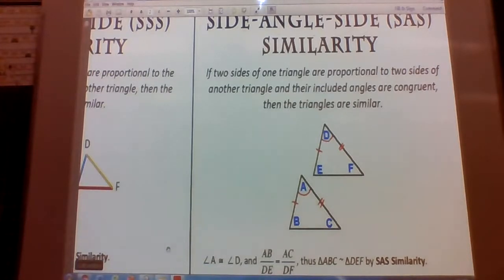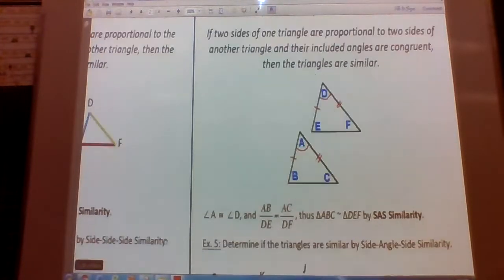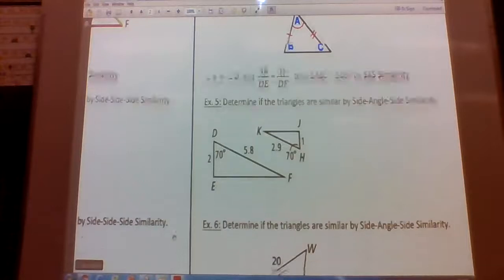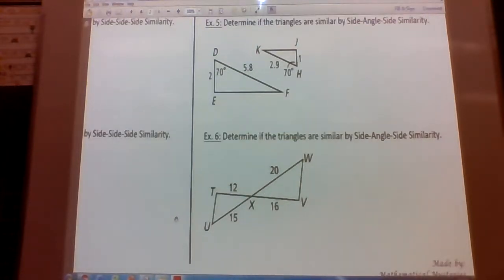All right, so if two sides of one triangle are proportional to two sides of another triangle and their included angles are congruent, then the triangles are similar. So we want the included angle, the angle that's between the two sides that are proportional.